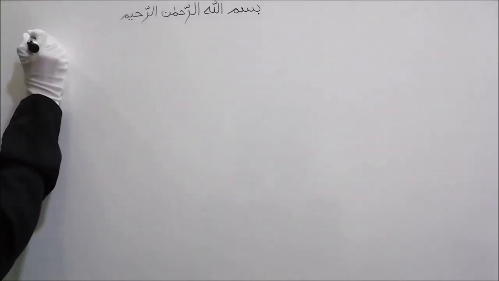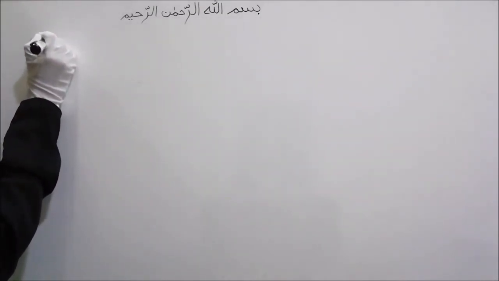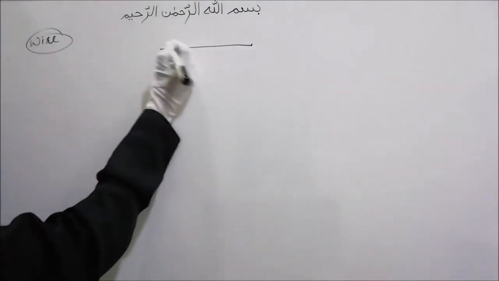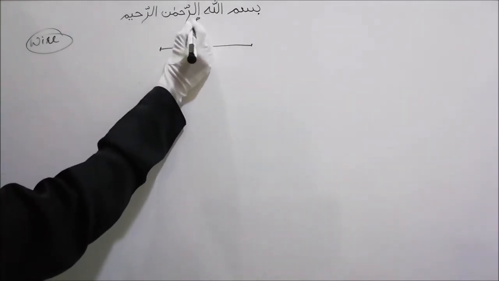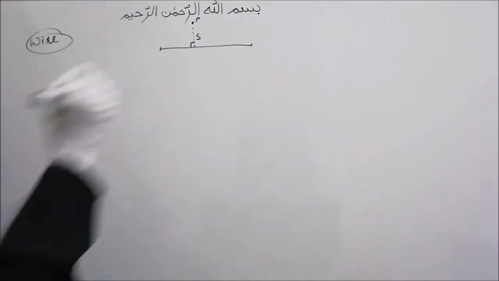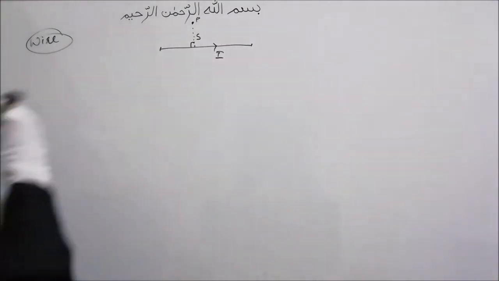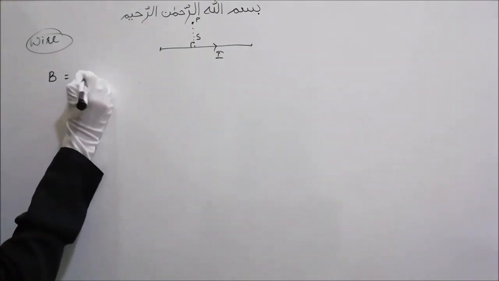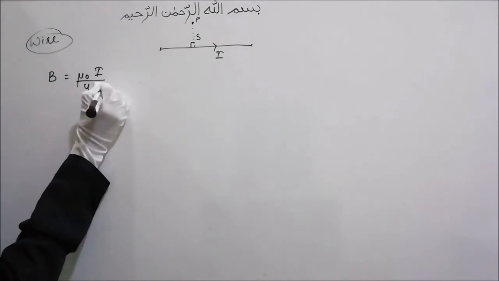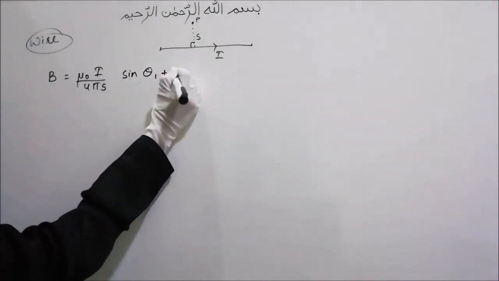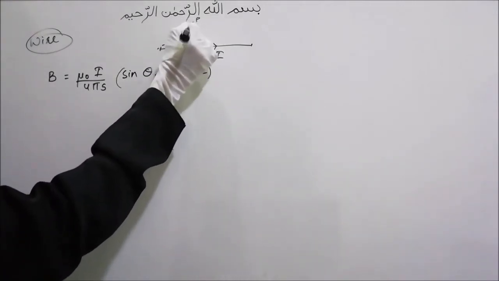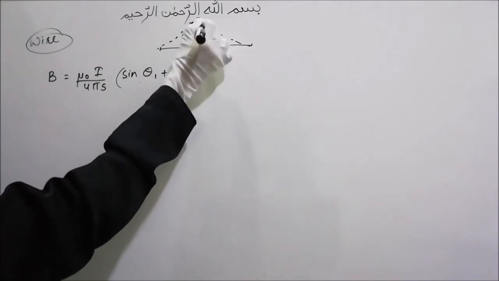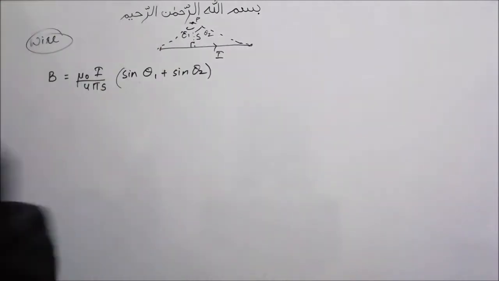Let's first consider a wire. If we had a wire of finite length and we had to find the magnetic field at, let's say, this point P, which is at the perpendicular distance S from this wire, and this wire is carrying a current I, then the magnetic field at that point will be equal to mu naught I by 4 pi S into sine theta 1 plus sine theta 2, where theta 1 is this angle and theta 2 is this angle, since it is a finite wire.